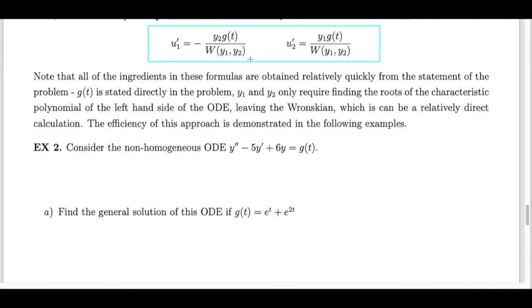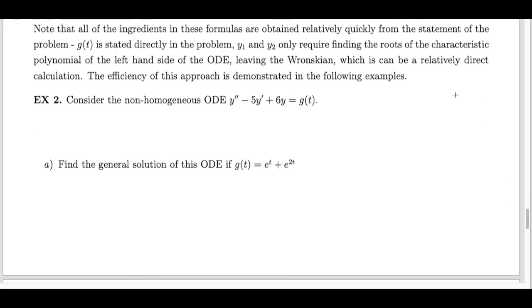And if I look at these formulas, most of these ingredients are pretty readily available. G of t is stated directly in the initial problem. y1 and y2 I get pretty quickly by identifying the solution to the homogeneous version of the differential equation. And that leaves just this Wronskian to calculate. It could be a little tedious, but it's just y1, y2, their derivatives, and then I just have to calculate the appropriate determinant. So utilizing this structure could potentially be pretty convenient. We'll demonstrate this approach in example 2.